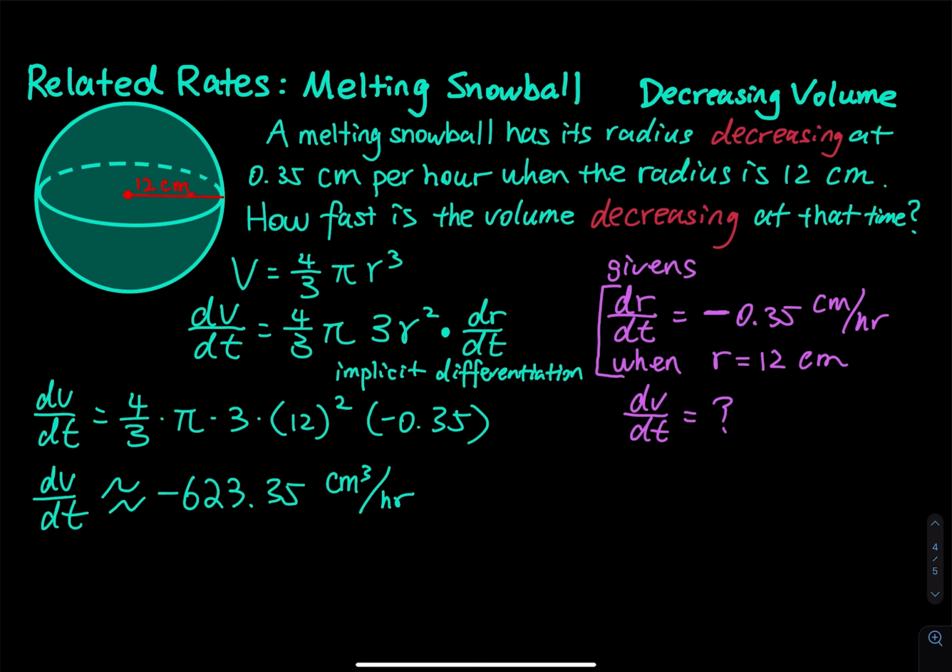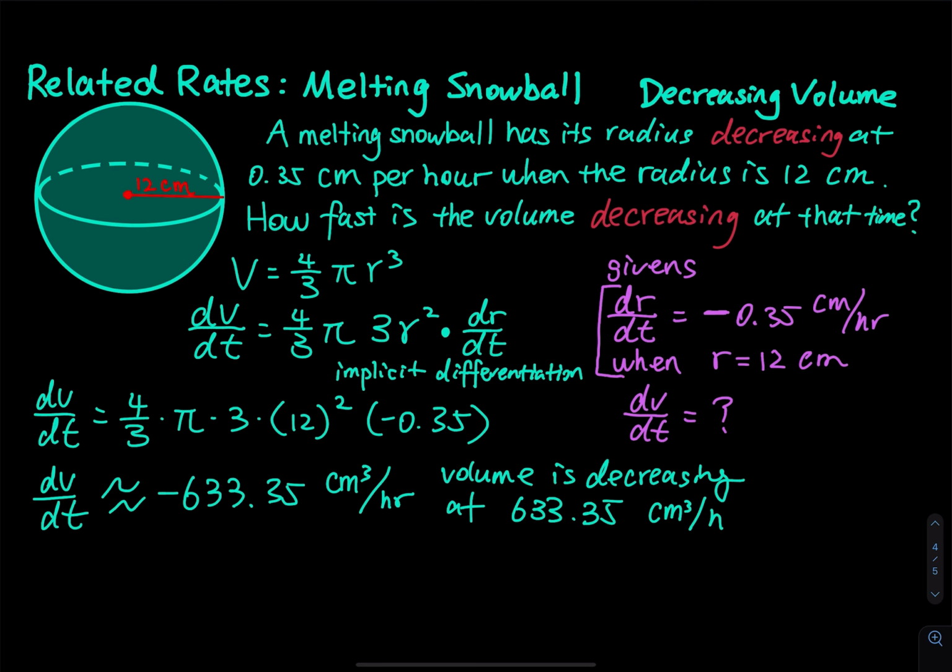So when we state our conclusion, we say the volume is decreasing at 633.35. I wrote 23, right? It is supposed to be 33. Okay, 633.35 cubic centimeters per hour. So the decreasing covers the negative. When you use the word decreasing, you can take away the negative.